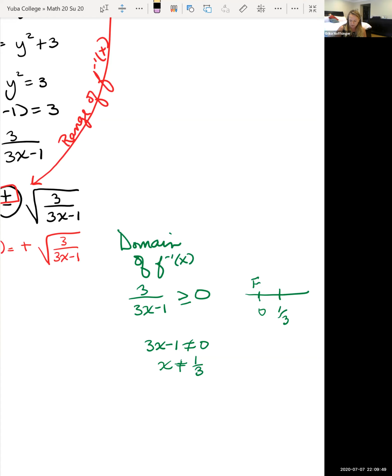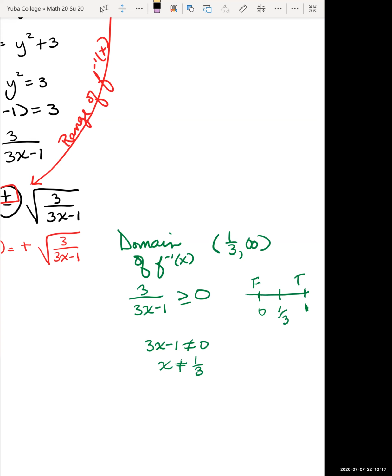If we choose a number to the right of 1/3, so 1, we plug it in here, we get 3 over 3 times 1 is 3 minus 1. So that's 2. 3 over 2 is greater than 0, so this is true. And so in order for this to be true, it has to be everything that is greater than 1/3. So the domain of this is 1/3 to infinity.